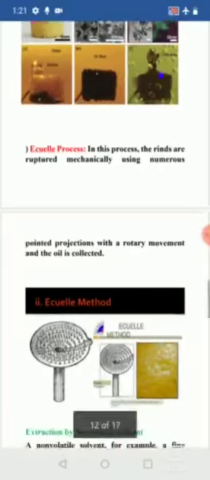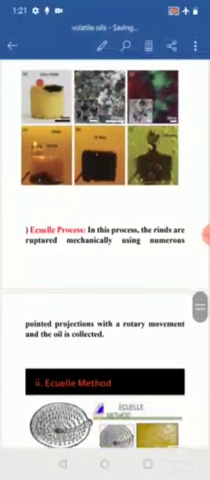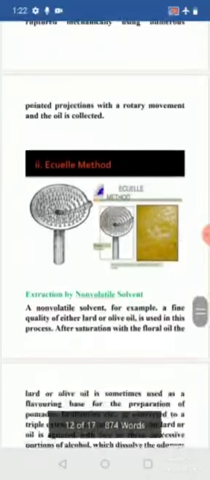It also has various sharp points on it. You are going to press the peel on those points, and the oil glands are going to rupture and release the oil, which is collected. Here the rinds or peels of the fruits are ruptured mechanically by using numerous pointed projections with a rotary movement. You rotate that peel on the pointed projections, which ruptures the oil glands and releases the oil, which is collected in the container.